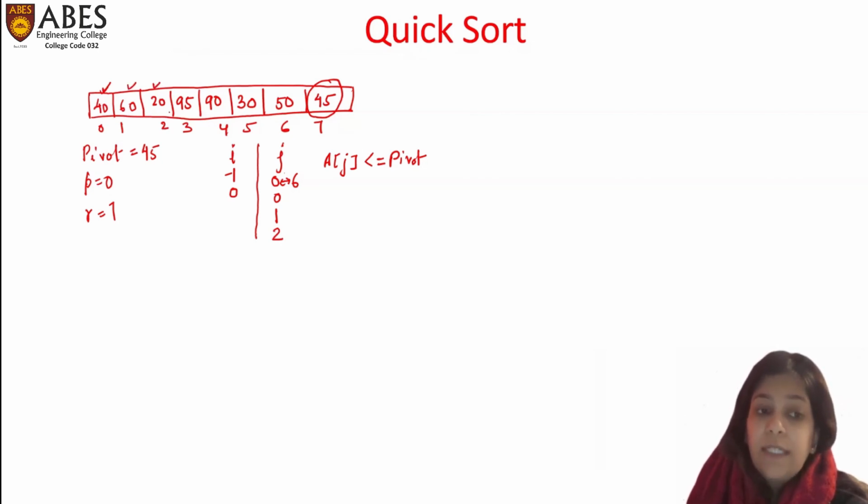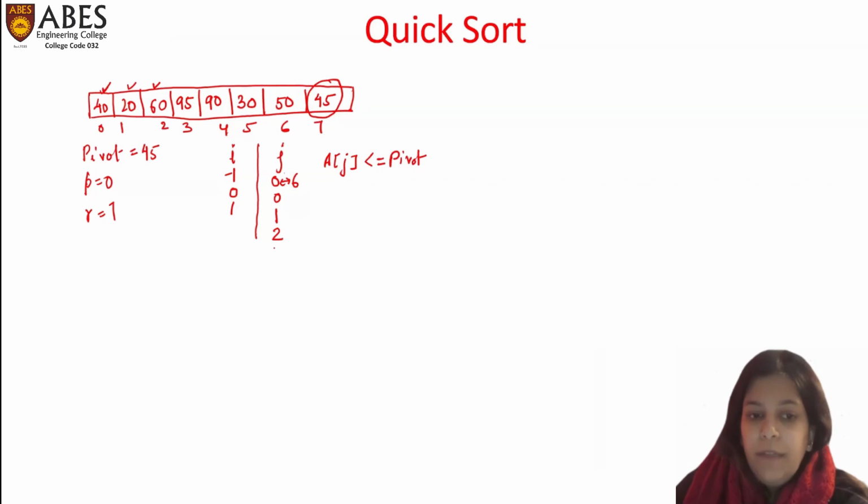No, it is not. It is less than pivot. So, in case when it is less than pivot, again, we are going to increment the value of i, and we are going to exchange A[i] and A[j]. So now when we exchange the values of A[i] and A[j], this will become 20, and this will become 60.